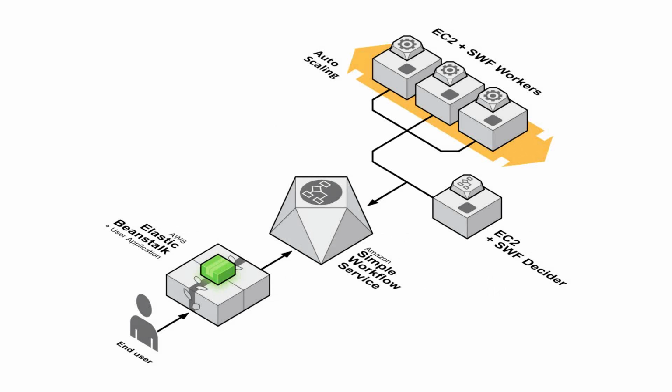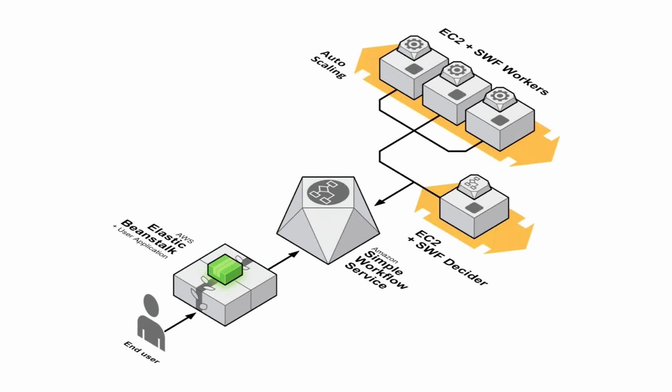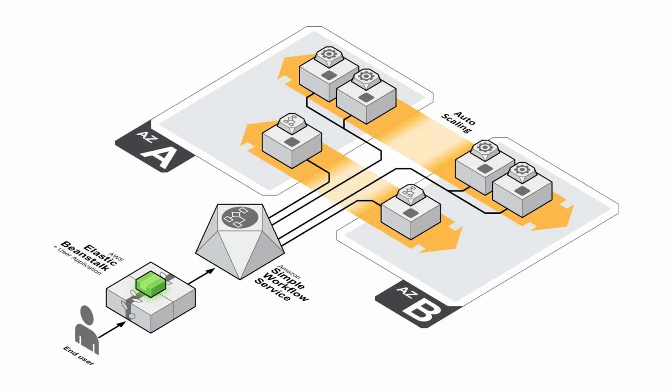So in this case, for example, if it turns out we have a lot of transcoding to do, we can auto-scale out those EC2 SWF workers. And in fact, if we have a lot of files coming in, we can also scale out those deciders. But what about high availability? Well, just like before, we can scale these services across availability zones, just in case in some unlikely event, one of those availability zones was affected by some kind of event.